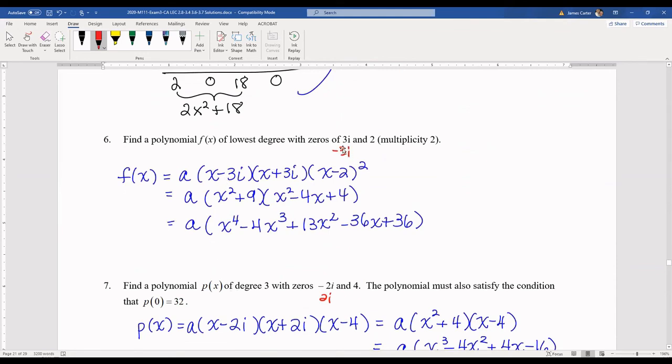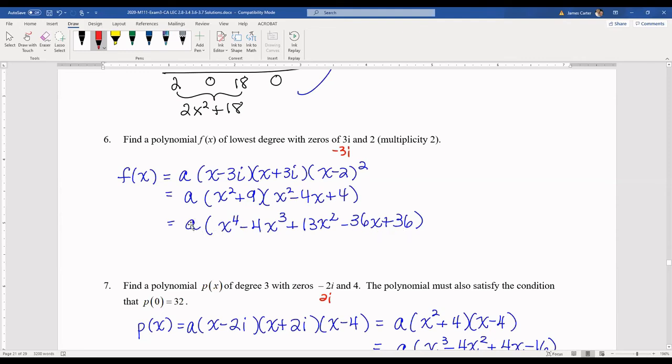Find the lowest degree with zeros of 3i and 2, multiplicity 2. Well, if there's a 3i, there's a negative 3i, its conjugate. So x minus 3i, x plus 3i, x minus 2 quantity squared. Then it's a matter of multiplying these out. These 2 give you x squared plus 9. This one times itself gives you x squared minus 4x plus 4. And we get that.